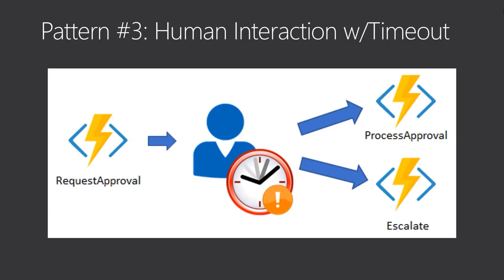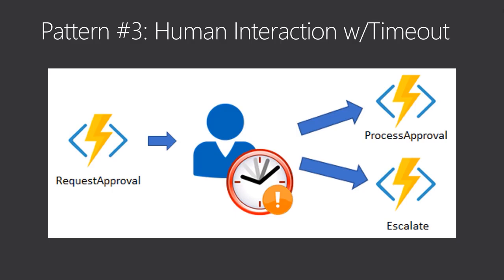So here's another pattern that's interesting. This is called human interaction with timeout. Let's say you have a function that will request an approval from someone, but you want to wait on that person, right? Because that person is not in front of his computer all the time to say, yeah, it is. So let's call that person Bob, doesn't matter.